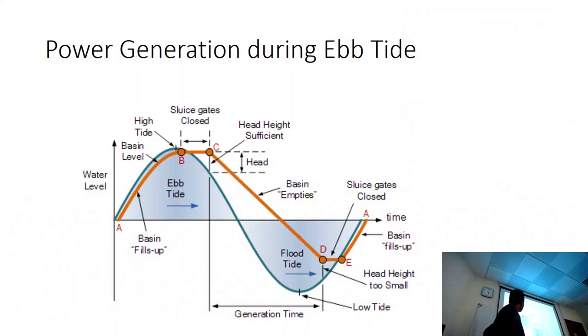And this is the average level. So that's the basin level going up and down. And that is the ebb tide, this is the flood tide. This point you call the low tide, and this the high tide. So at this point you open the gates, so you let the water collect up to here. Right? Then at this point you close the gate, and from this point to that point you empty the water, generating electricity. So this is where you generate electricity.